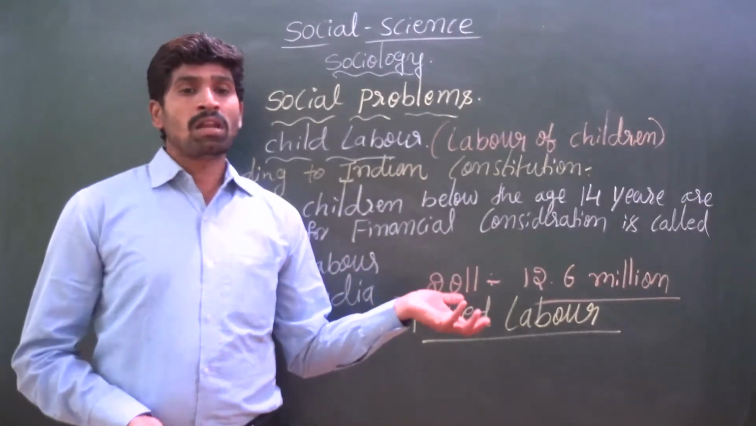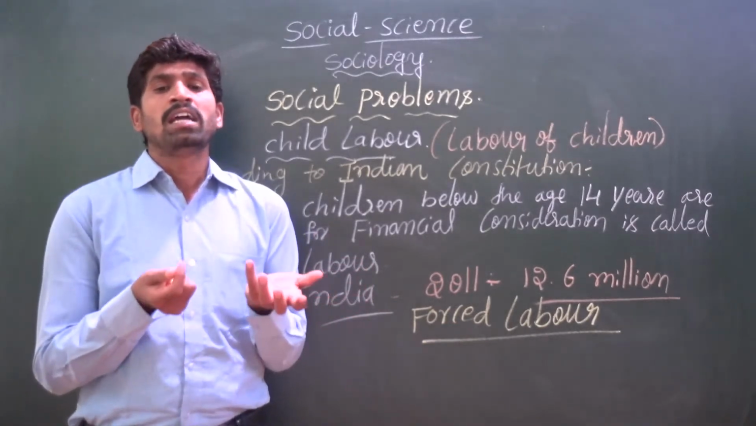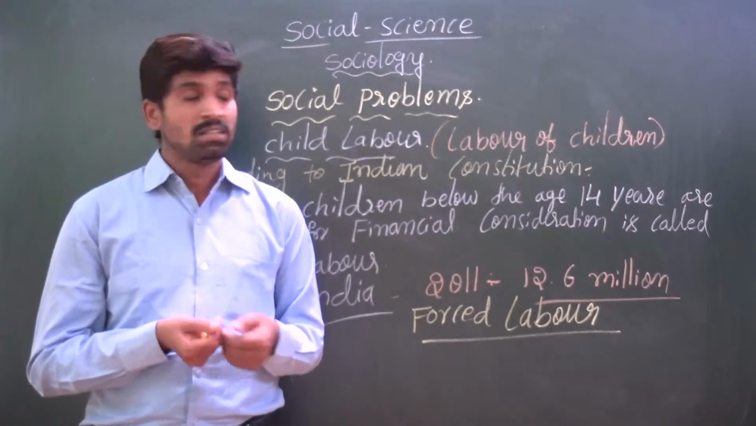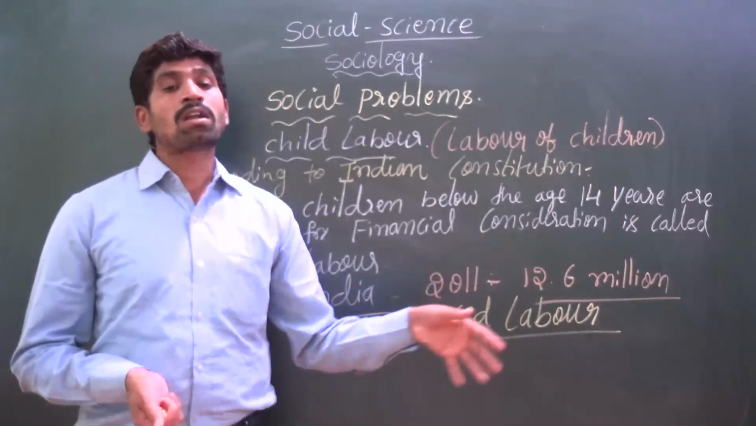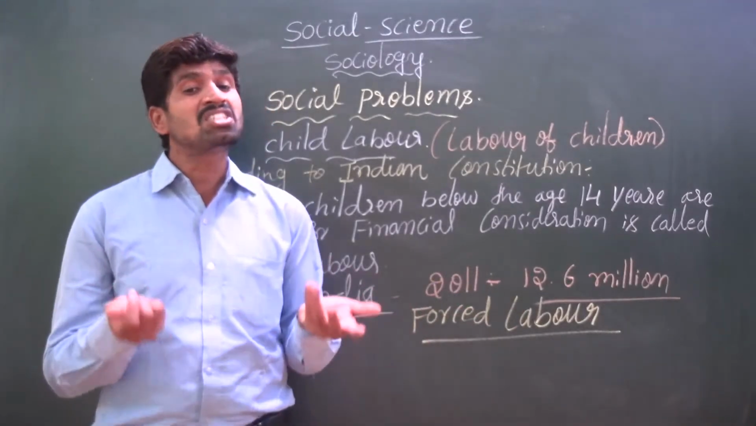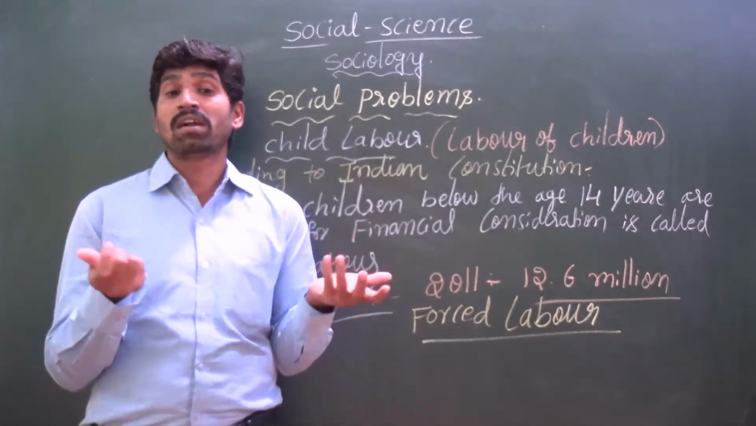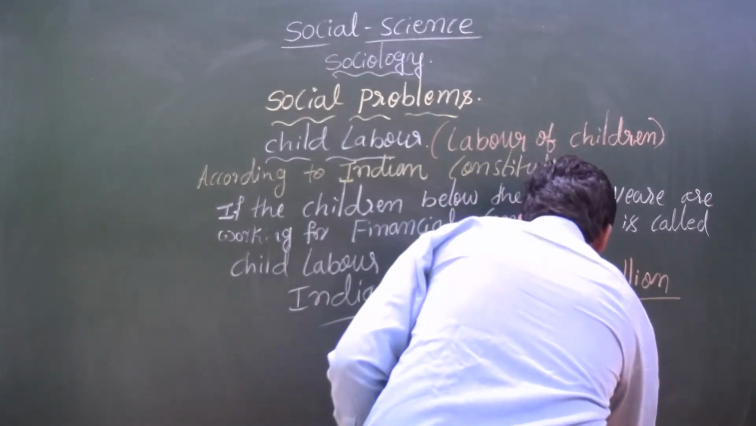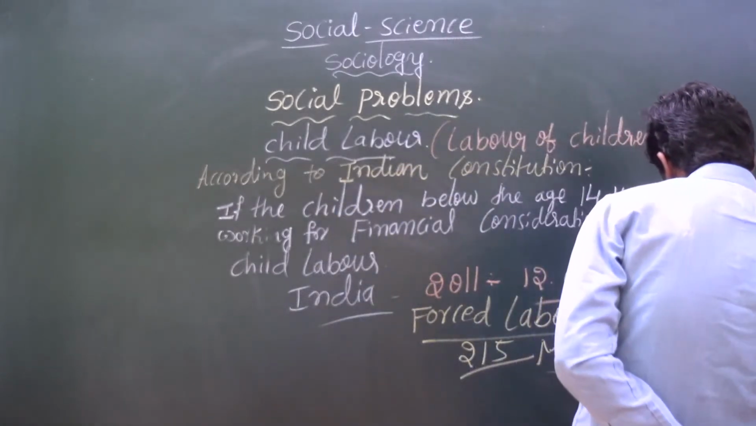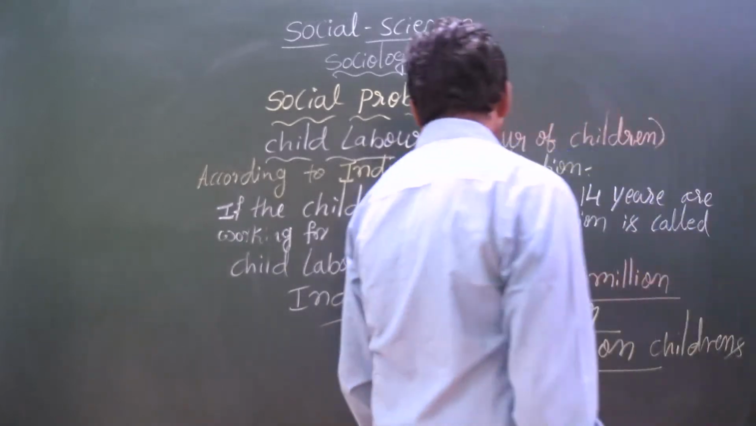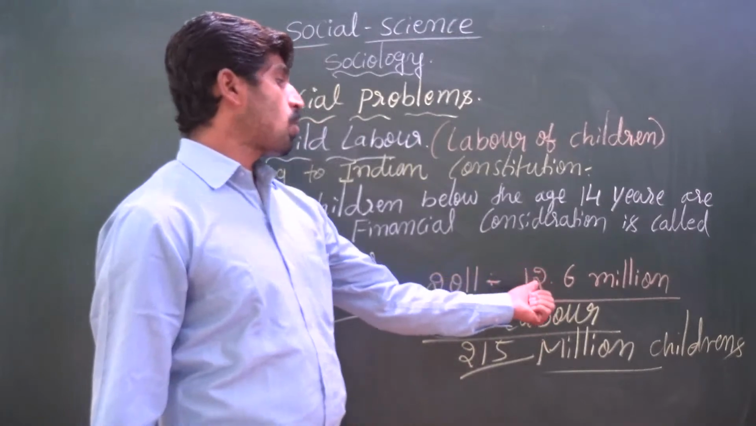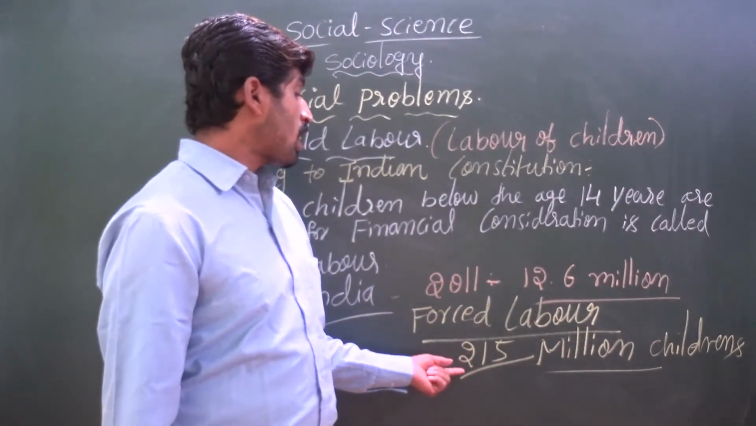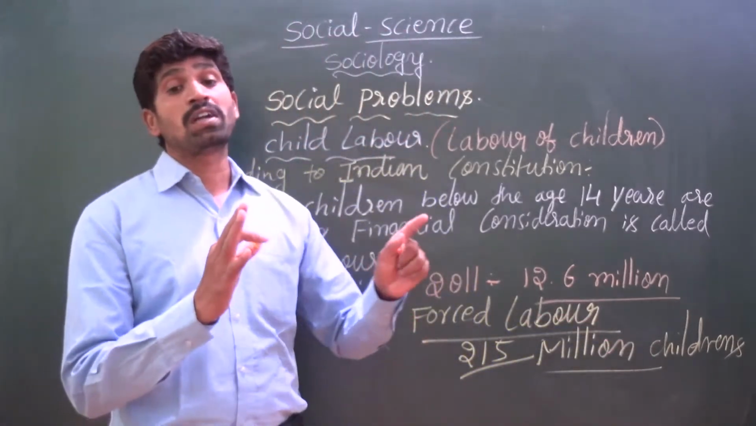Let's come to the point here. Children are under forced labor in the house, in factories, in agriculture and in various other fields. There are 12.6 million in India, but what about the world? In the world, there are 215 million children in forced labor worldwide. According to the 2011 census report in India, 12.6 million children are forced laborers, and worldwide 215 million children are forced laborers.